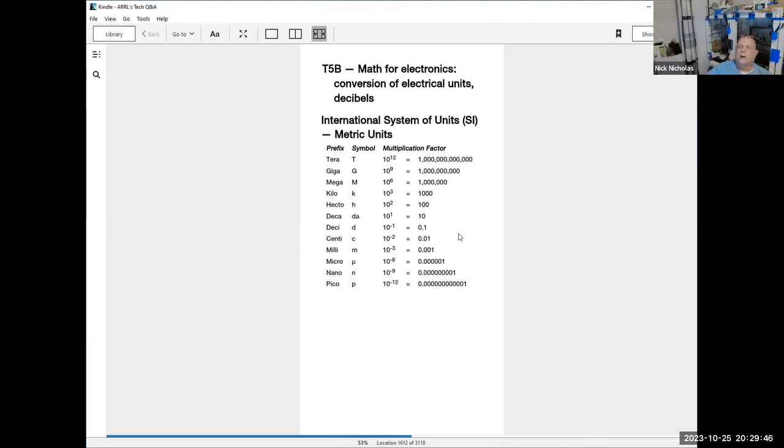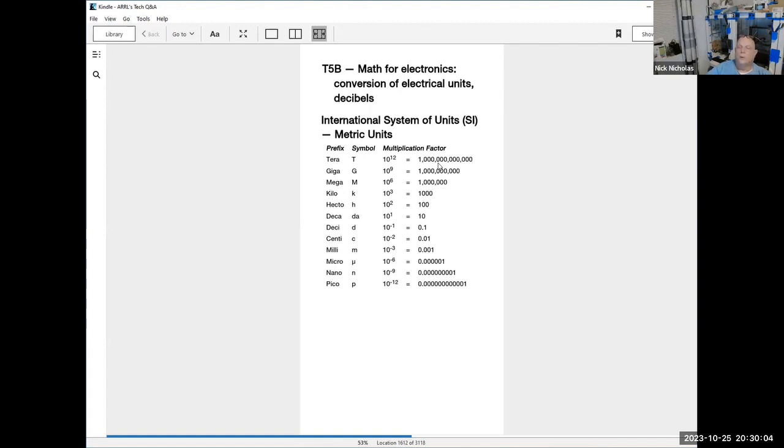A million volts is a megavolt. A billion volts is a gigavolt. A teravolt is whatever 1,000 times a billion is. Is that a trillion? I don't know. A kilovolt is 1,000 volts. Same thing with watts. Same thing with anything.